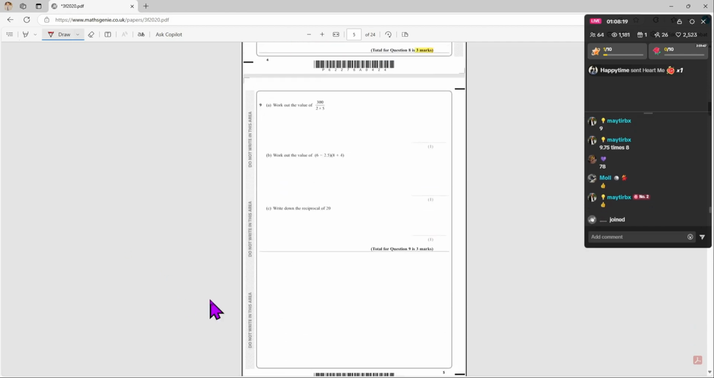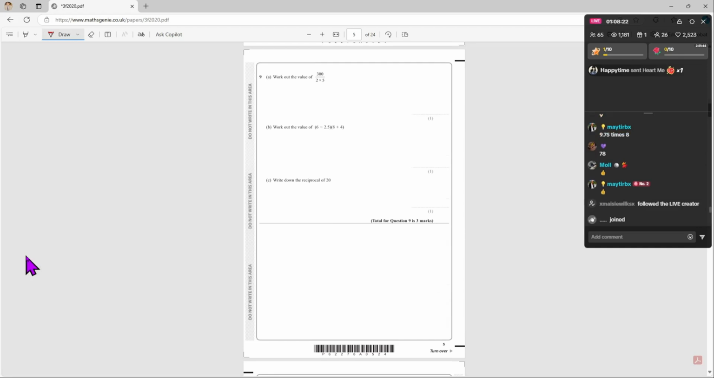So let's move on to our next question. We have question number 9. We need to work out the value of 300 divided by 2 times 5. This is paper-free foundation. There are 2 methods. This is a calculator paper, so you can just put this into your calculator and you'll get your answer. The other way is you just do 2 times 5, which is 10. It's going to be 300 divided by 10. And 300 divided by 10 is 30. That's going to be your answer.